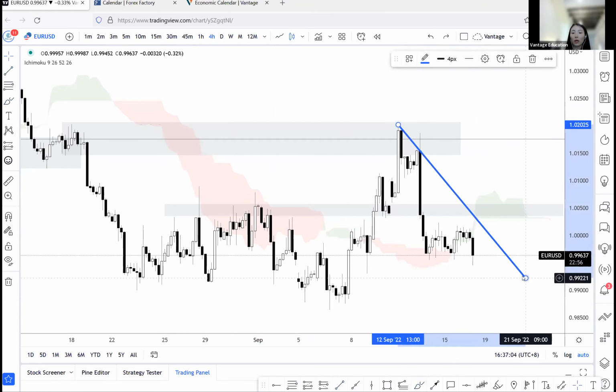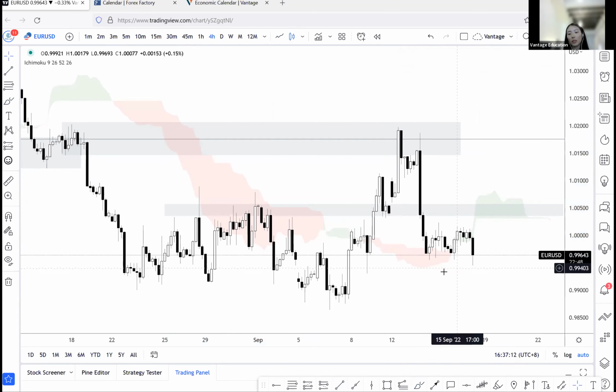So I would not highlight this as an important factor because this is not a valid trend line yet because it's just 2 touches. Okay, but potentially a descending trend line.